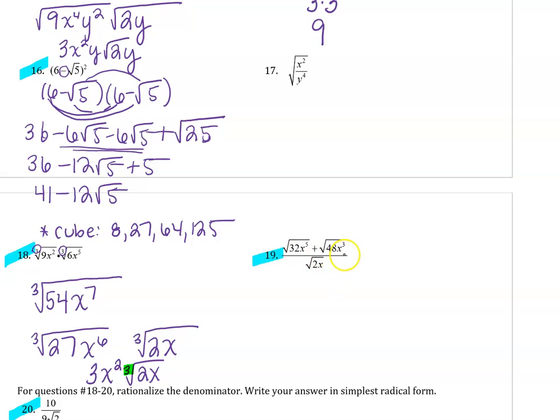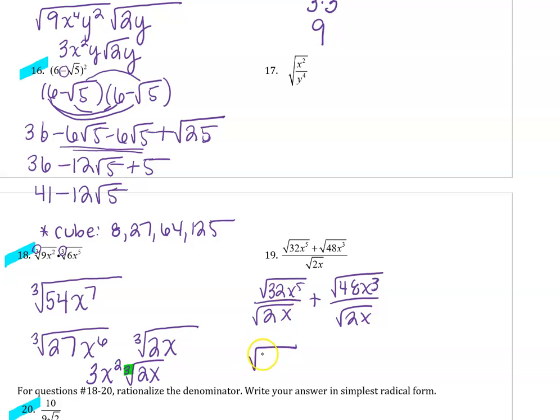Okay, and then square roots, and I'm dividing. This is where you're going to divide each part by the bottom. So I'll actually rewrite this out separately. So radical 32x to the 5th over the square root of 2x plus radical 48x cubed divided by 2x. Okay, now you can divide under the radicals. 32 divided by 2 is 16. X to the 5th divided by x is x to the 4th. Plus 48 divided by 2 is 24. X to the 3rd divided by x is x squared.